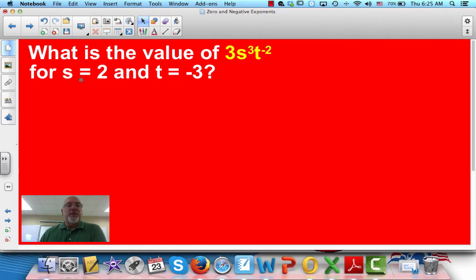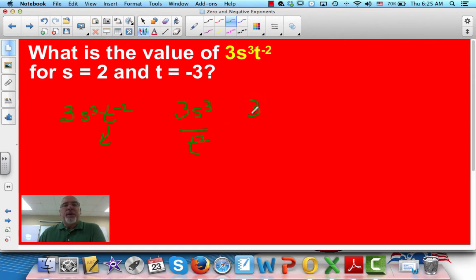So let's do this. All you got to do is take the s equals 2 and plug it in for the s here, and the t equals negative 3 and plug it in for the t here. Now what I like to do is to simplify the expression first. So we've got 3 s to the third t to the negative 2. That means that the t to the negative 2 has to go to the bottom, so it'll be positive.